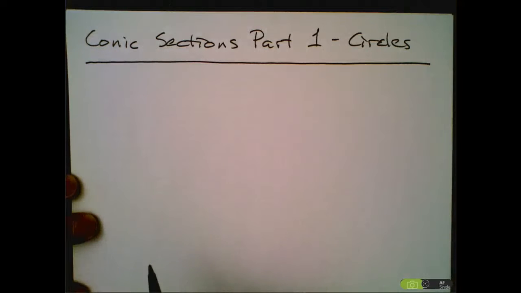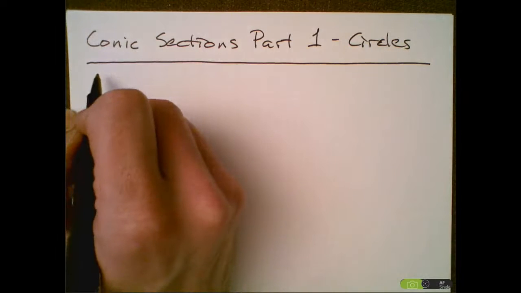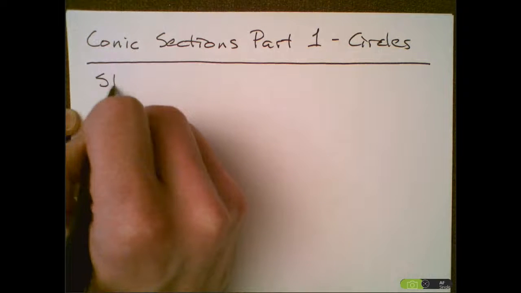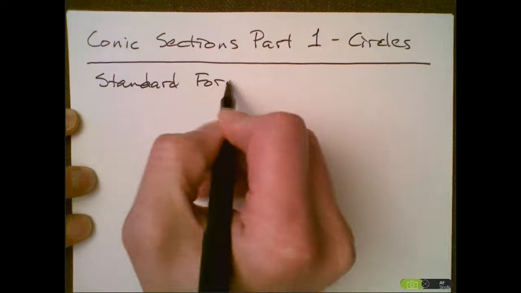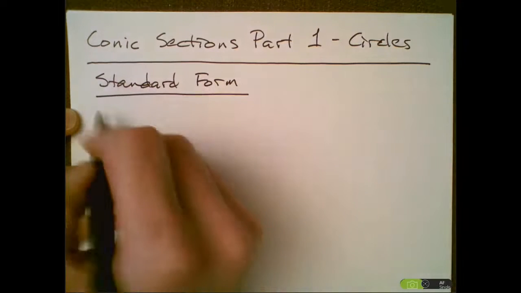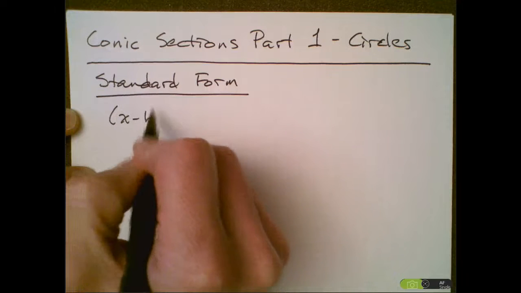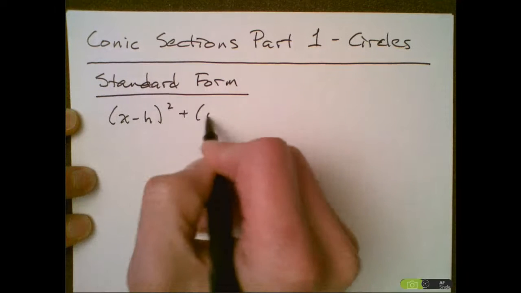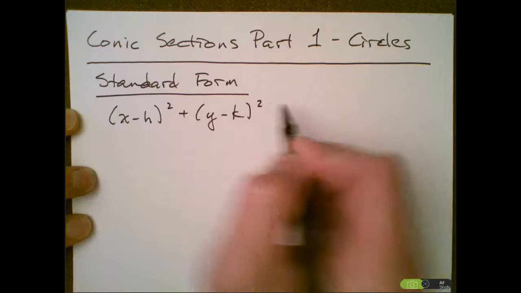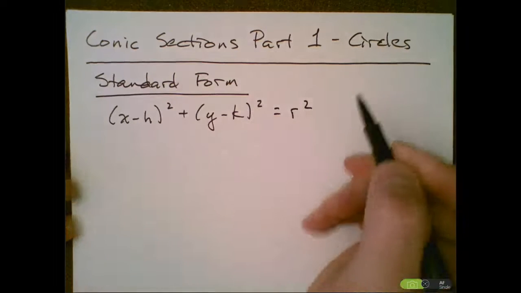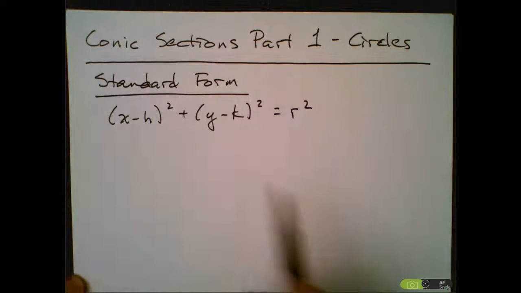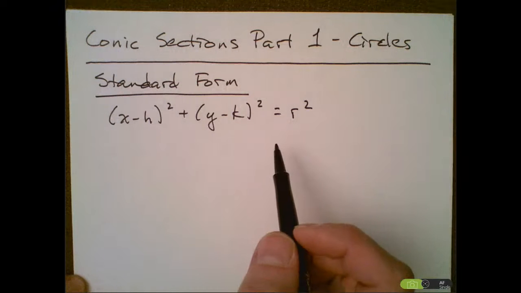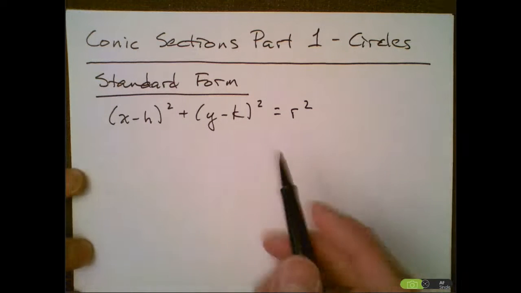Alright, so conic sections part 1, we're going to talk about some circles. The standard form for a circle is x minus h squared plus y minus k squared is equal to r squared. And the reason that we like the standard form is because just by looking at the standard form of the equation, we can find certain things.